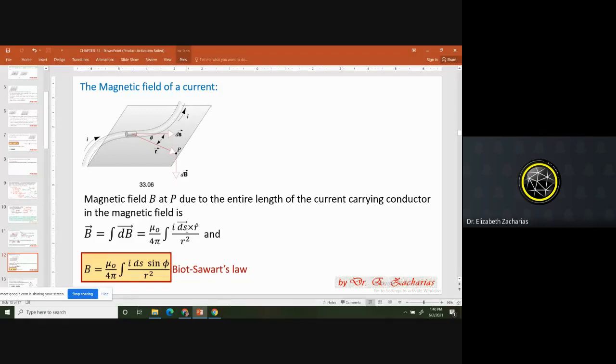And this ds cross r cap is simply equal to ds sine phi because r cap has a magnitude of 1. Look at the expression that we have written in the box below. So B is equal to mu naught by 4 pi integral I ds sine phi by r square. So this is your Biot-Savart's law.